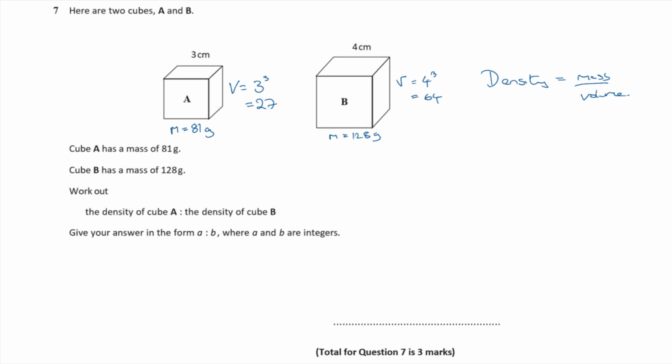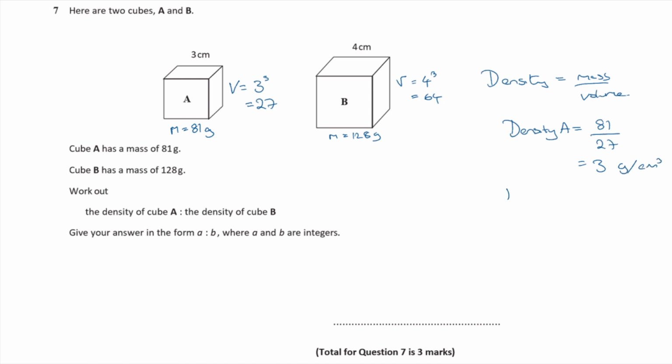Okay, so then if density is mass divided by volume, then the density of A is going to be the mass of A, which is 81, divided by the volume of A, which is 27. 27 goes into 81, well, I know that goes in 3 times. I'm used to cubing 3 and raising it to the power 4, so I know it must go in 3 times. So then, what's the unit of that? That's going to be grams per cubic centimetre.